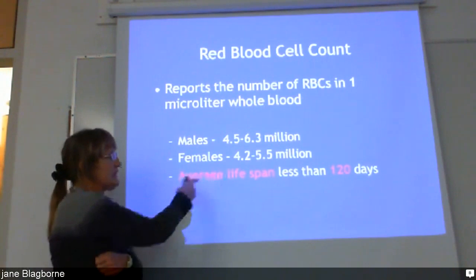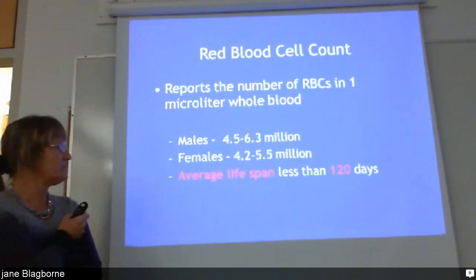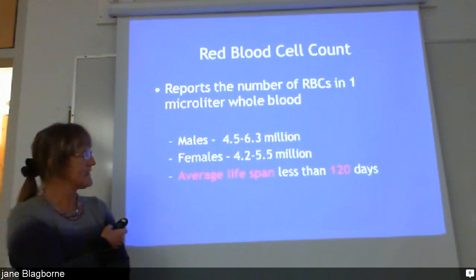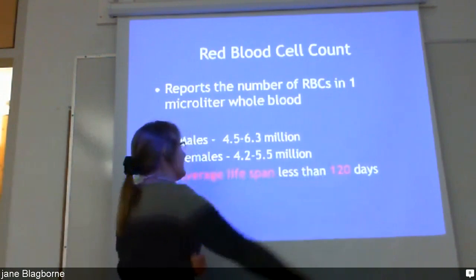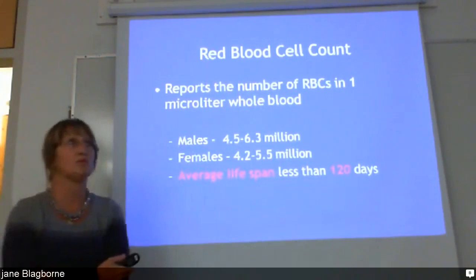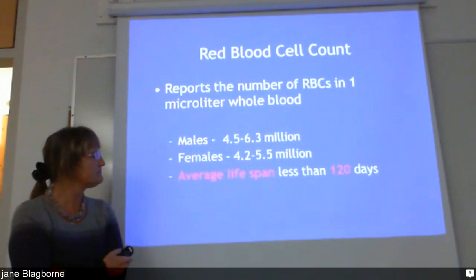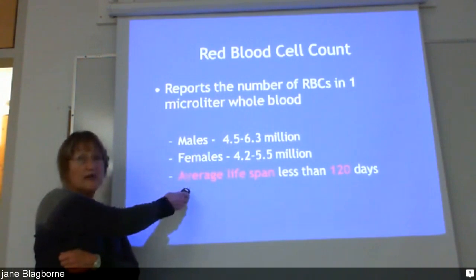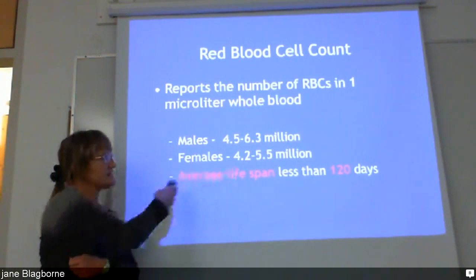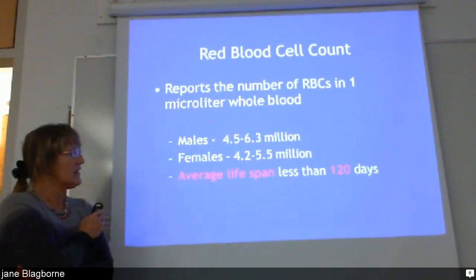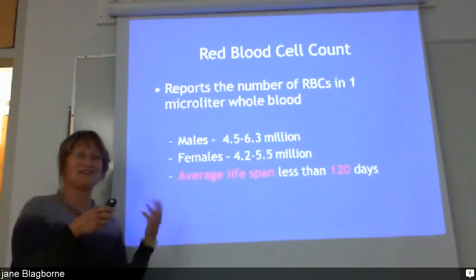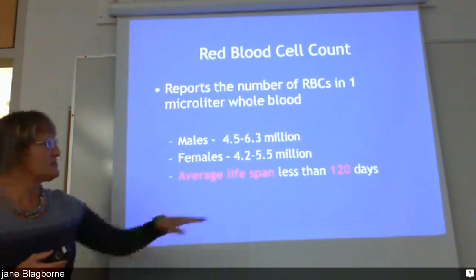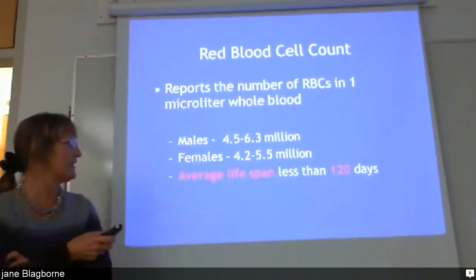The average lifespan of a red cell is less than about 120 days. This number is important. You're going to see that one again, so make note of that. I had to do a bit of reading with that one because in your textbook, it says less than 120 days. So if it's less than, what are you going to put on the exam? What number are we going to use? Just remember this number here. That'll help you through.